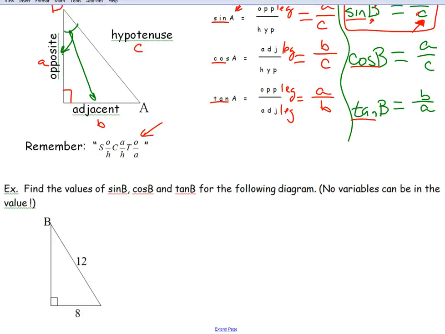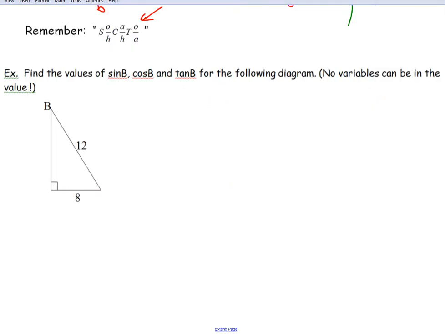All right, now let's practice again. Before we actually go ahead and start solving for missing sides and angles, let's get ready to set up some fractions. Take a look at this example here. It says that I want to find the values of sine of angle B, the cosine of angle B, and the tangent of angle B.